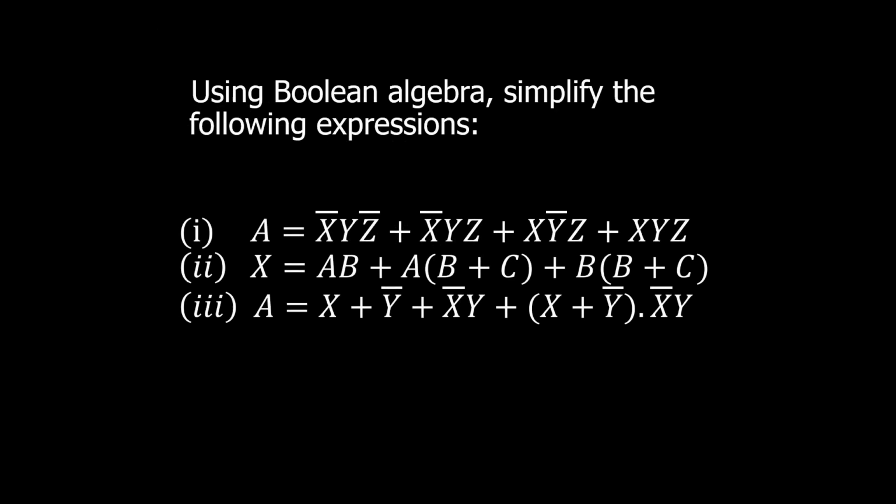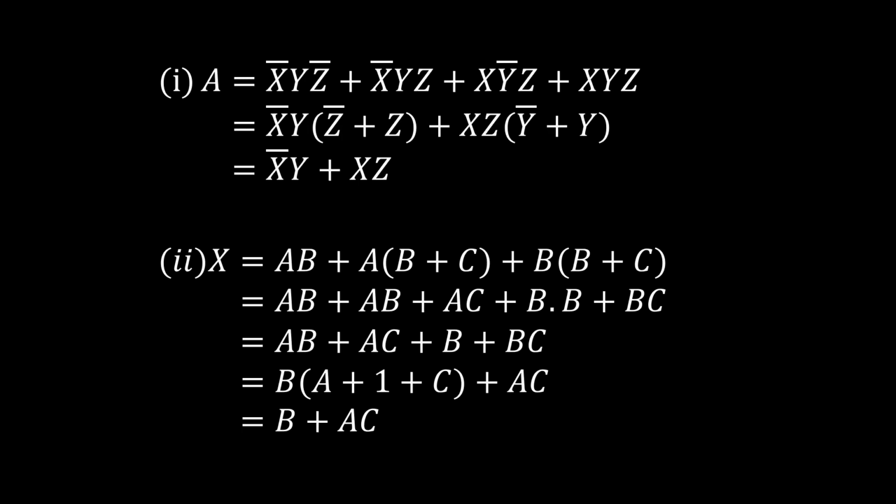In this, if you look at the first example, from the first two terms, x bar y is common. Therefore, we can take them out. Once we take them out, z bar or z will be left, which is of course equal to 1. Similarly, from the last two terms, you can see that xz is common. Once we took it out, y bar or y is left, which is again equal to 1. Then the final answer is x bar y or xz.